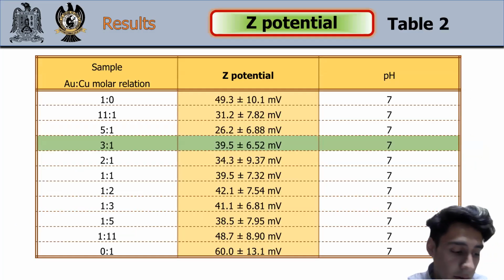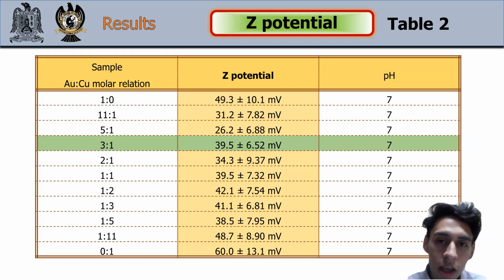The results. The first results are from the zeta potential. We are interested in those with greater stability and slightly higher proportion of gold. I remark the molar ratio 3:1 because it was the one that accomplished my goals.